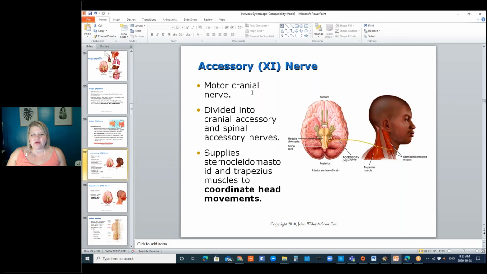The accessory nerve, which is cranial nerve number 11, is a motor cranial nerve only, and this is feeding impulses to the sternocleidomastoid and trapezius muscles to coordinate movements of the head.